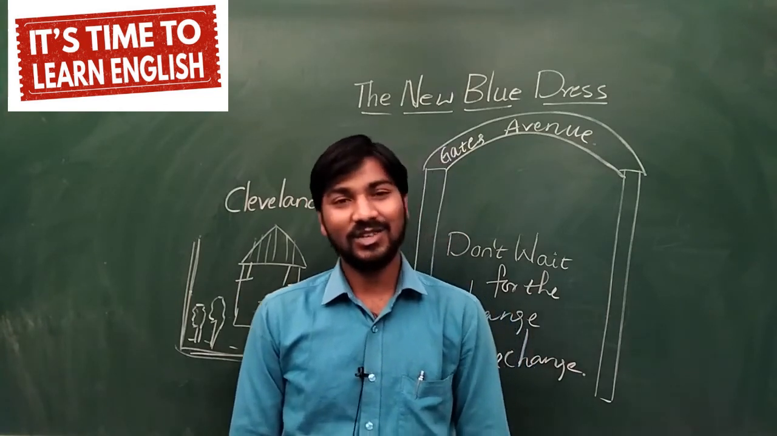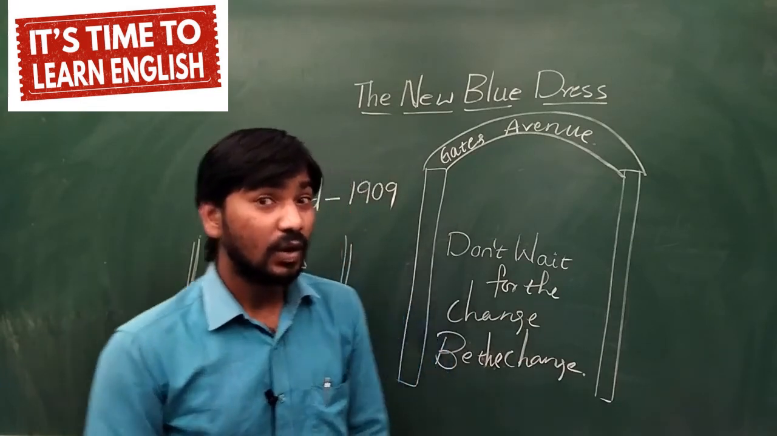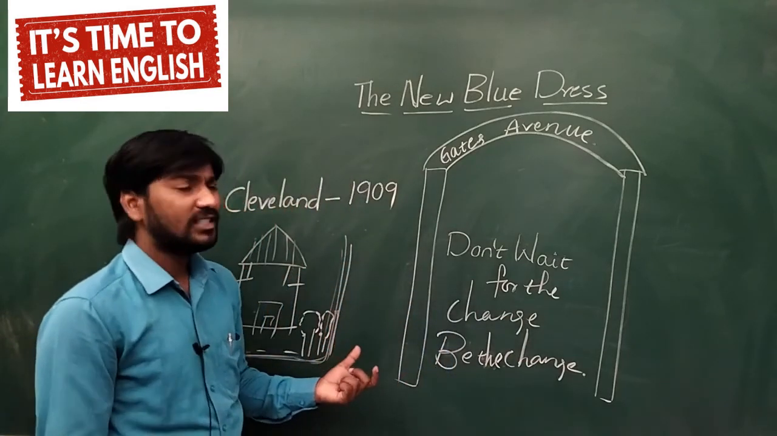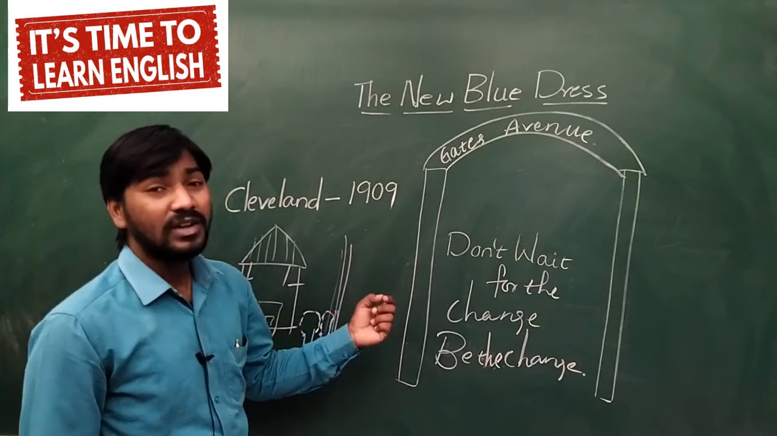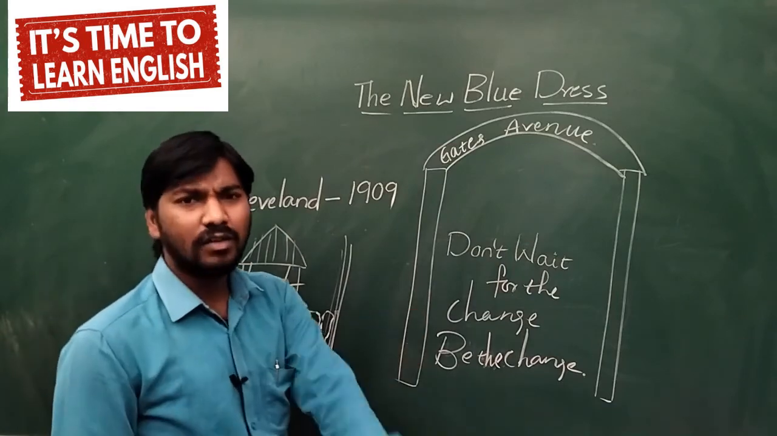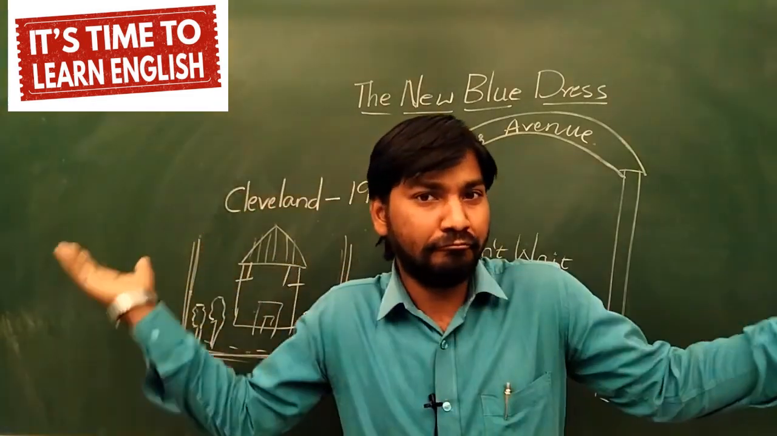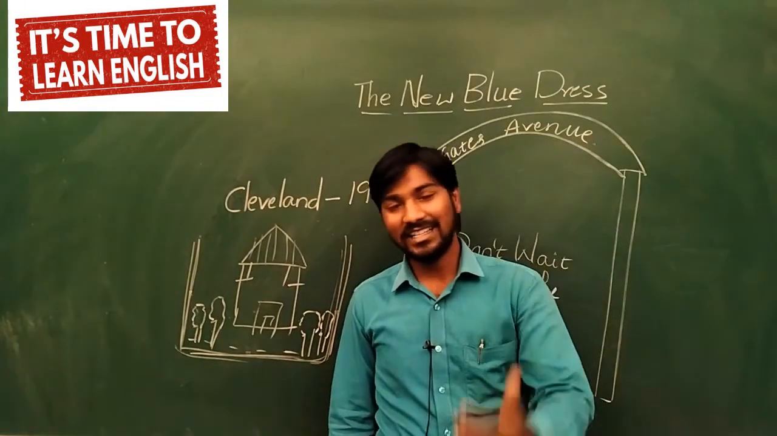Change your life, your family life, with the change. Nobody expected that. Who expected that the dress would change the entire Gates Avenue? Who expected that a dress would change the entire Cleveland? There are 7,000 streets. Will anyone expect it? Nobody expected it, but it happened. It was the great change. And that is the end of the story.